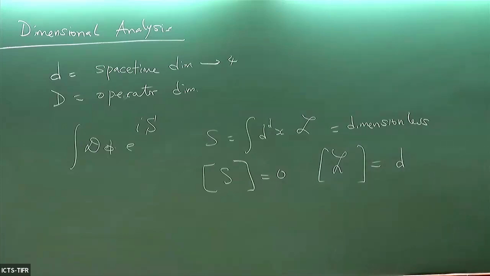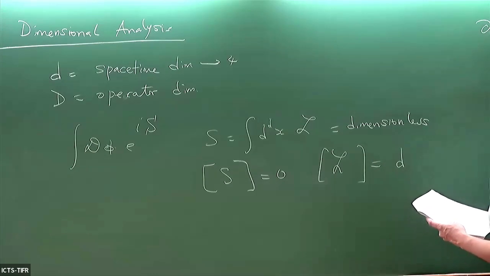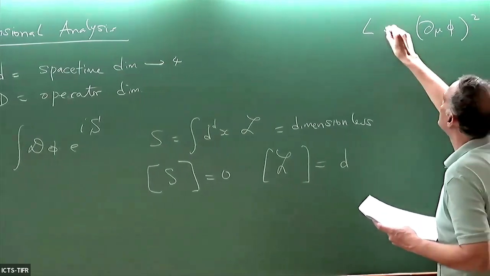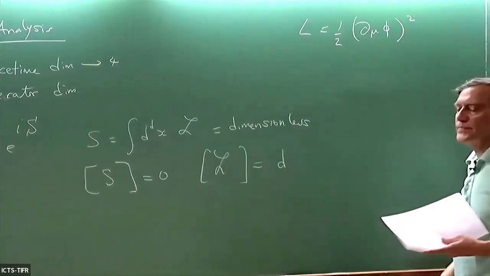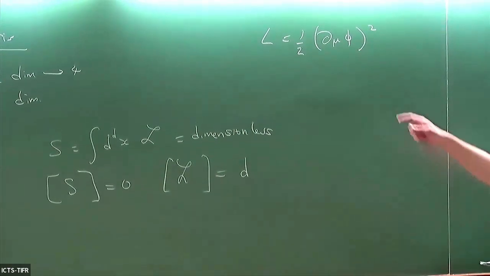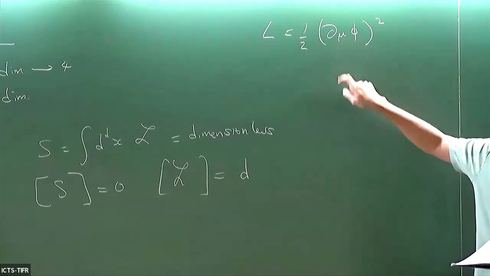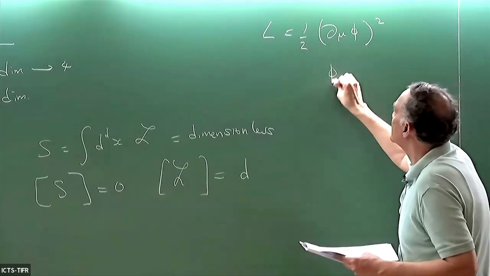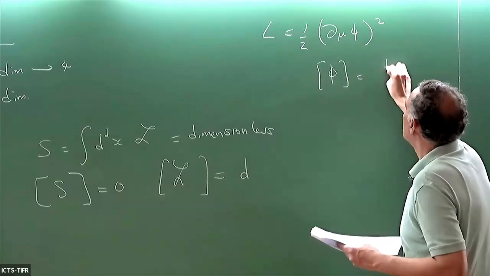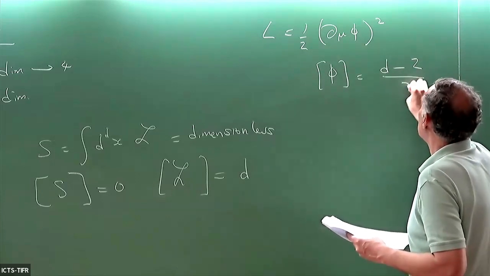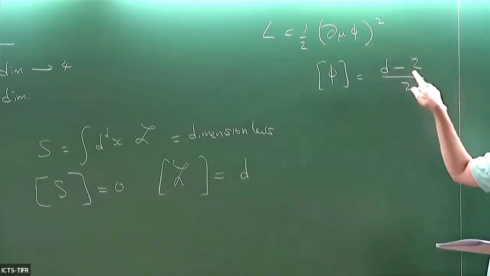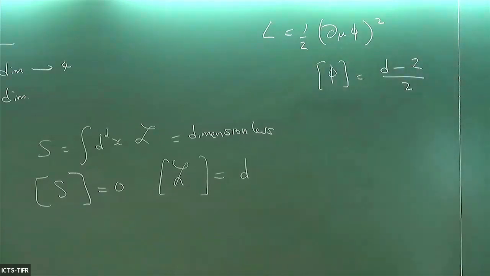So the dimensions of the fields are fixed from the kinetic energy term. You have d mu phi squared, which is the scalar kinetic energy term. So it has 2 factors of fields and 2 derivatives, and each derivative counts as 1. So the dimension of a scalar field is the space-time dimension minus 2 divided by 2, just because there are 2 fields in here and the subtraction of 2 is for the 2 derivatives.